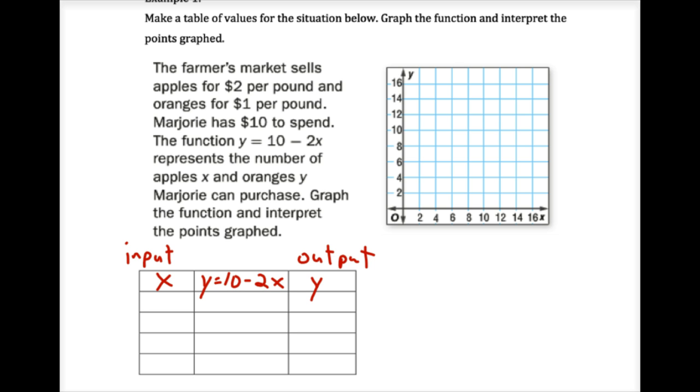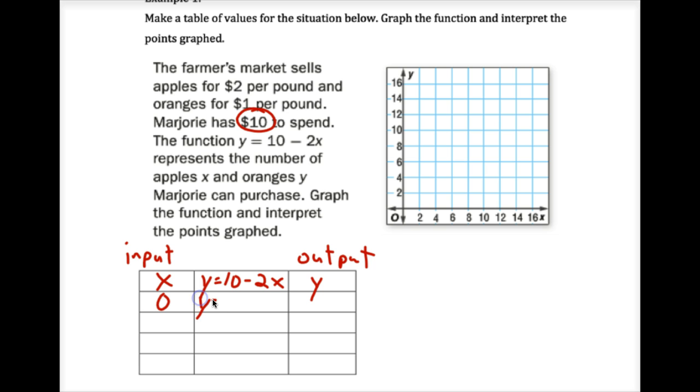Remember, x's are pounds of apples. How many pounds of apples could you buy? Like 5,000? You only have $10. There's no tax. Let's do this in an organized manner. What would be the least amount of apples you could buy? 0. Can you buy a negative amount? No, that's impossible. Let's do 0 first.